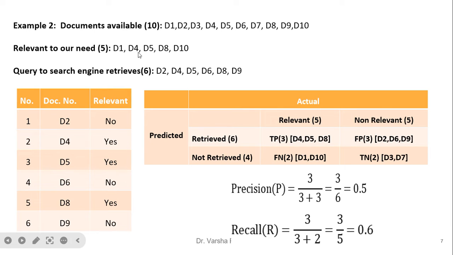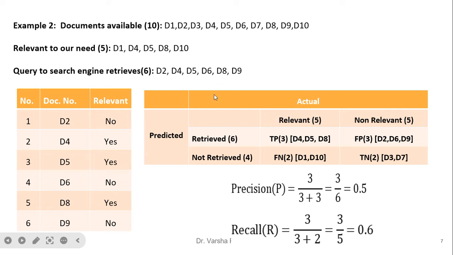So we fill this. Now the query is given, and out of that 6 documents get retrieved. So retrieved is 6, and we can see that only D4, D5 and D8 are relevant and get retrieved. All others come under the case of FP, which are D2, D6, D9. And once we fill this, we can easily find out the FN and TN values.